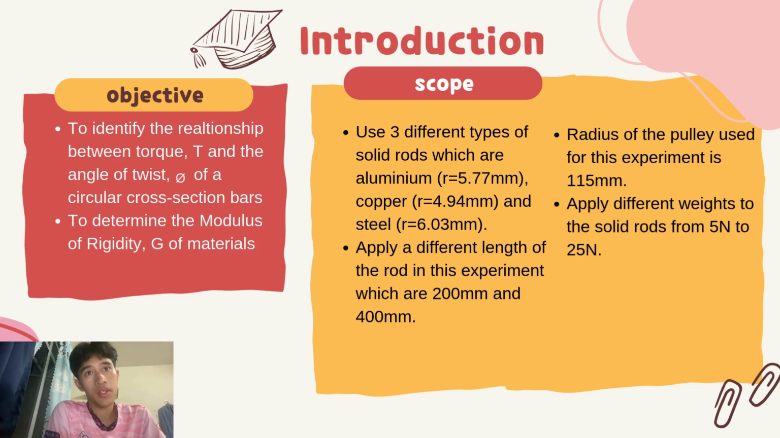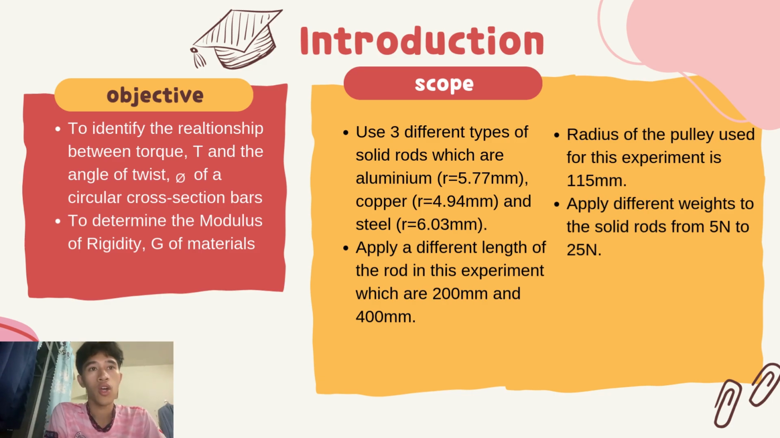For this experiment, the objective is to identify the relationship between torque and the angle of twist of circular cross-section bars, and also to determine the modulus of rigidity of certain materials.